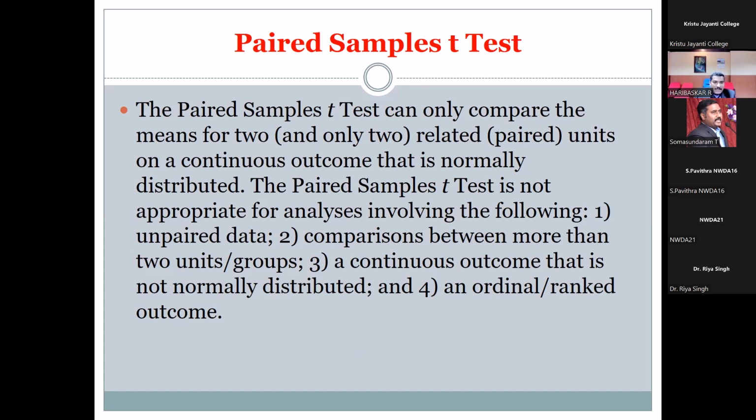Generally we will have a 5-scale rating. Before the training, we can collect their satisfaction, and after the training, we can collect their satisfaction again through the 5-scale rating. Then we can compare these two through the paired sample t-test and identify whether there is any effectiveness of the training or not through the responses. So that is a use of the paired sample t-test.